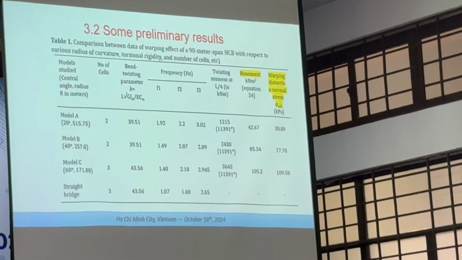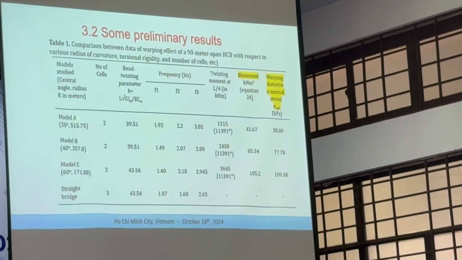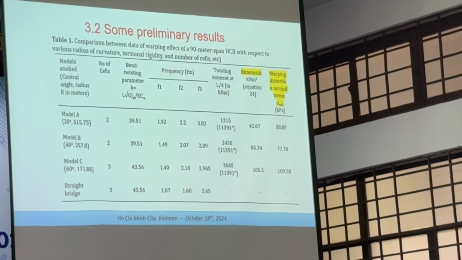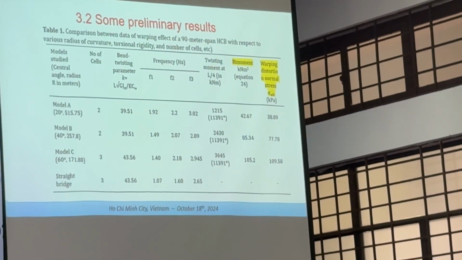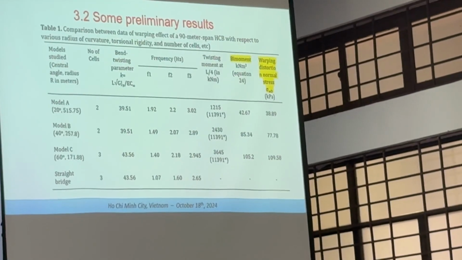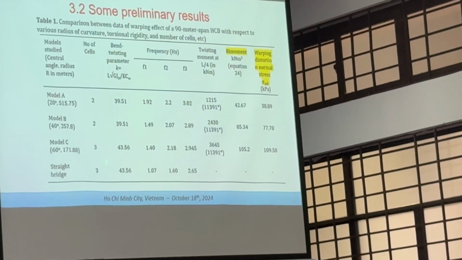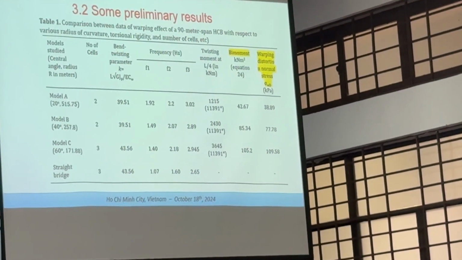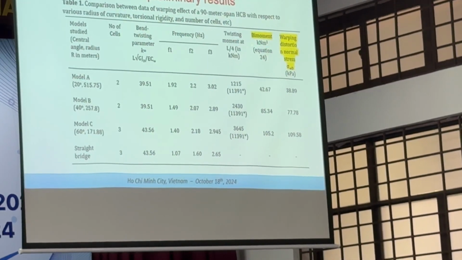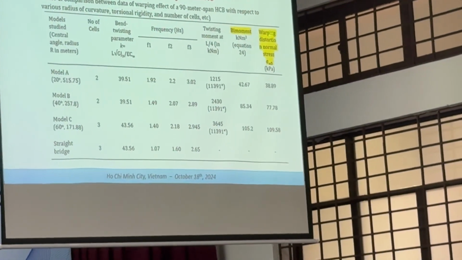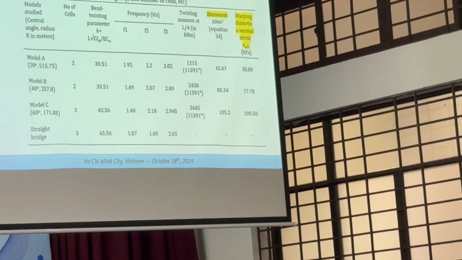So we tabulated: model A is a slight curve, more curve is model B, and the most curved is model C. We have a straight one and some cells above it. The last 2 columns are the bimoment and warping distortion normal stress.